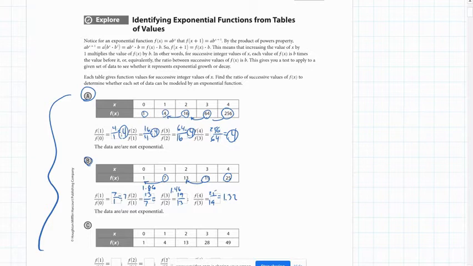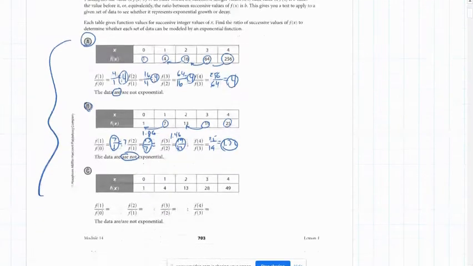So definitely not the same all the way across. These fractions are not equal. They're actually decreasing, and they're not even close to being the same as each other. And so we can say that this data is not exponential. So for the first one, you'd say the data are exponential because the quotient of consecutive y values remains constant. In this one, the data are not exponential because the quotients are not the same.